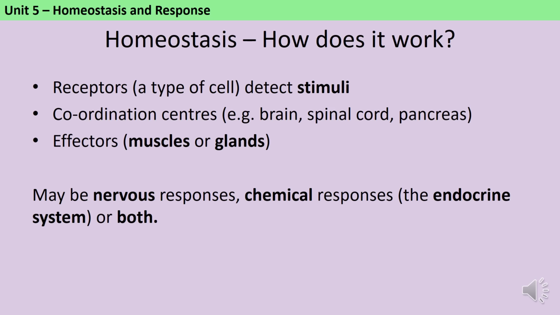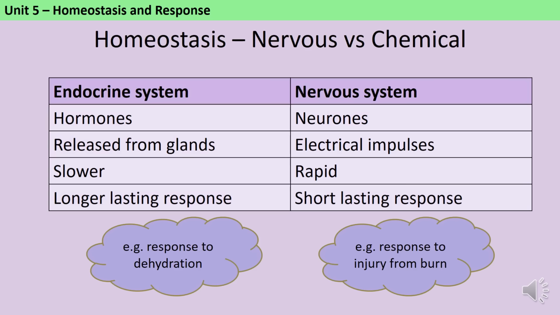Homeostatic responses may be either nervous responses brought about by the nervous system or chemical responses brought about by the endocrine system, or a combination of the two put together. The endocrine system works by releasing chemical messengers called hormones into the bloodstream, and the changes it brings about happen slowly, but they tend to last for a long time. In contrast to this, the nervous system relays information along neurons using electrical impulses. It's much more rapid, but the responses it brings about last for a shorter amount of time, so it's good for an emergency response which doesn't need to carry on happening.